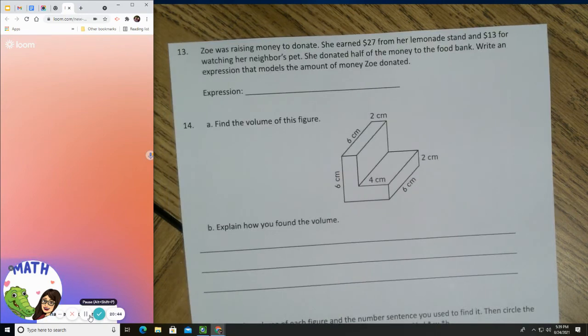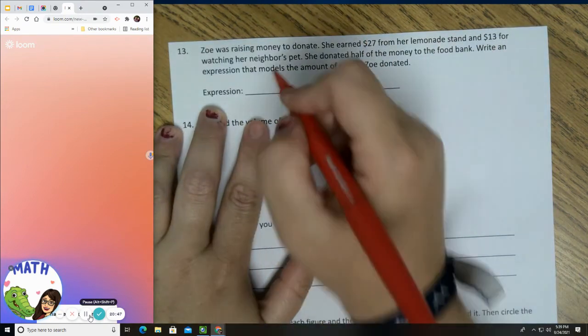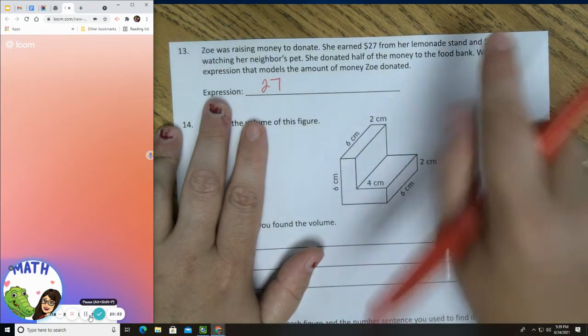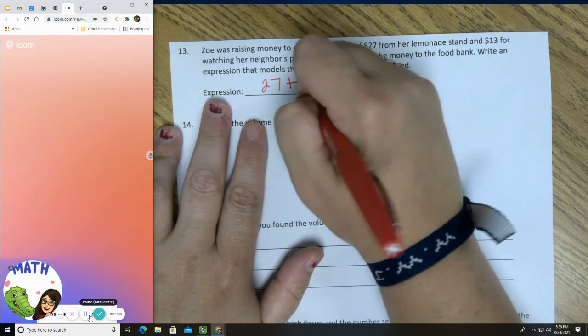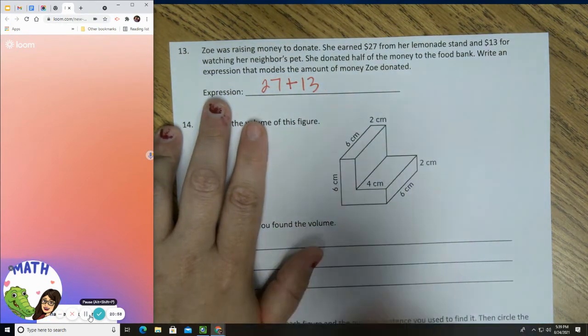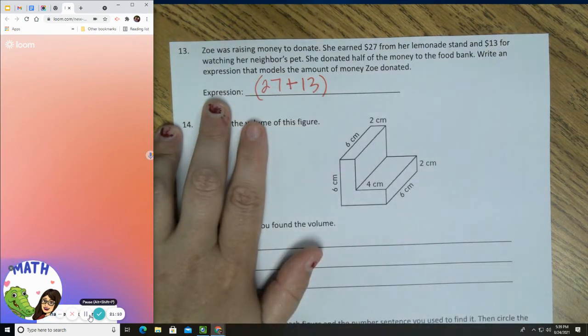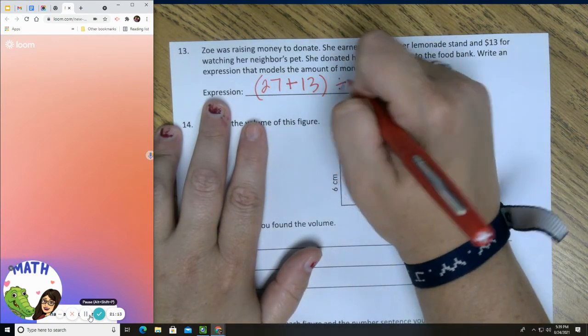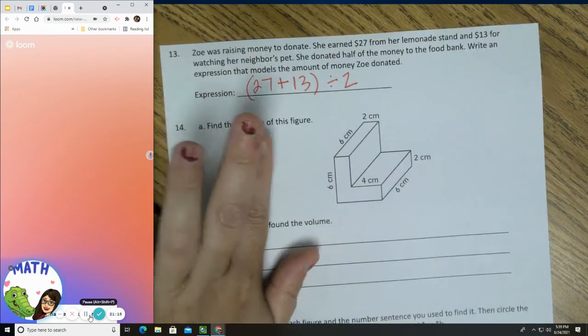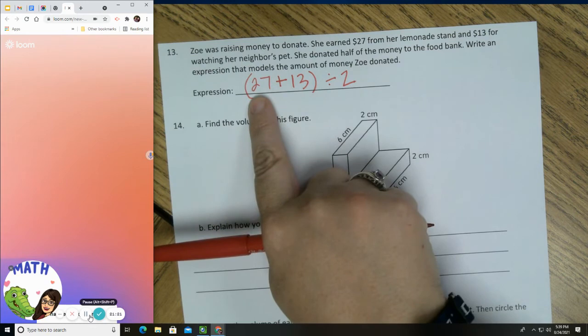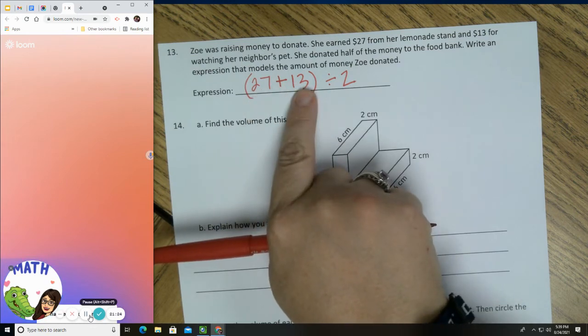Okay. So she started by earning $27. Then she earned 13 more for watching her neighbor's pet. So I'm going to add those together. That's what I got to do first. She donated half of the money to the food bank. So now I need to figure out how to take away half to figure out what she donated. So I'm going to divide by 2. This is how you would do that expression. What did they start with? Did they earn or lose money? And then what do you do with that?